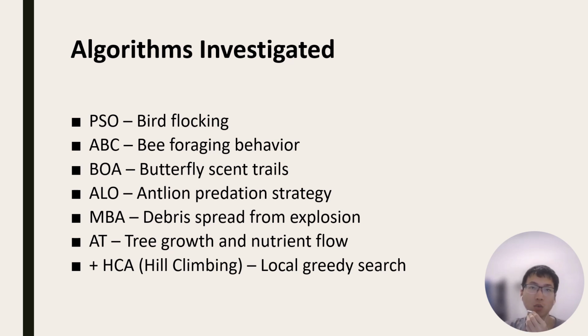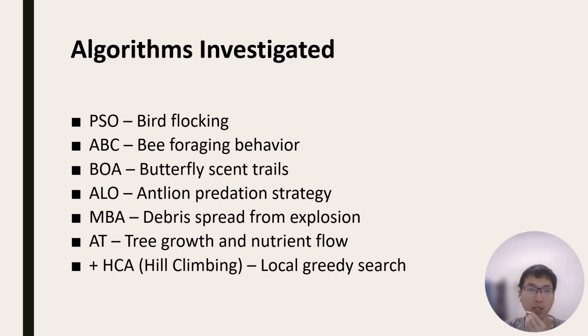PSO, particle swarm optimization, based on birds' flocking behavior. ABC, artificial bee colony, mimics how bees search for food. BOA, butterfly optimization algorithm, based on butterflies' use of scent trails. ALO, antlion optimizer, models how antlions trap their prey. MBA, mine blast algorithm, inspired by the debris spread from an explosion. AT, artificial tree algorithm, based on tree growth and new trait following.